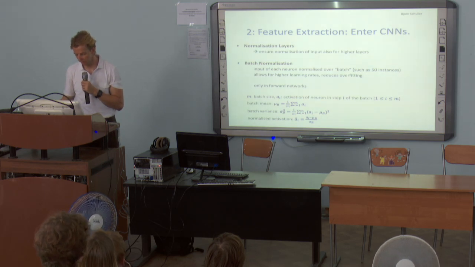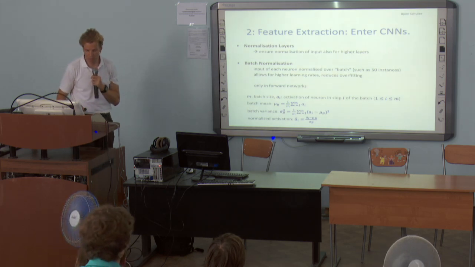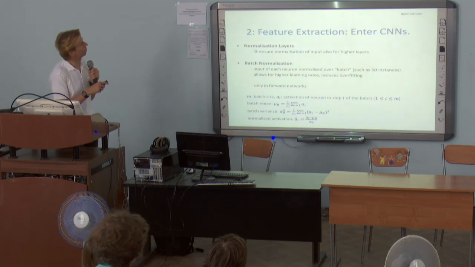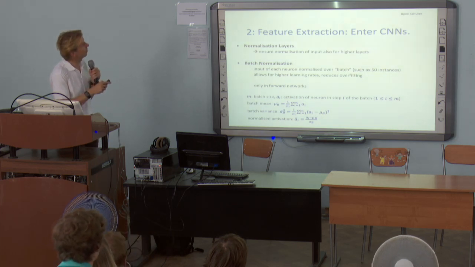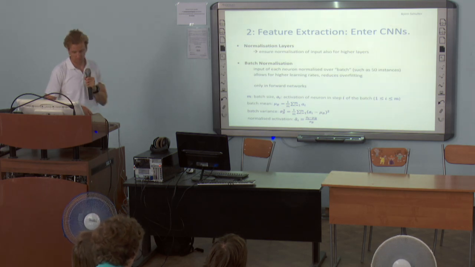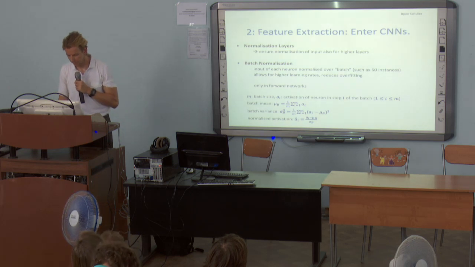So every 50 instances, you would do normalization for better learning rates and reduce overfitting. Usually only in feed-forward networks, and you, for example, just do a mean and variance batch normalization of the activation: subtract the mean and normalize to the variance.